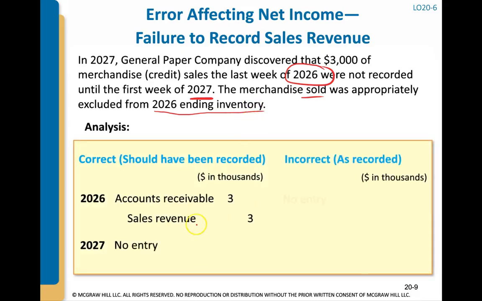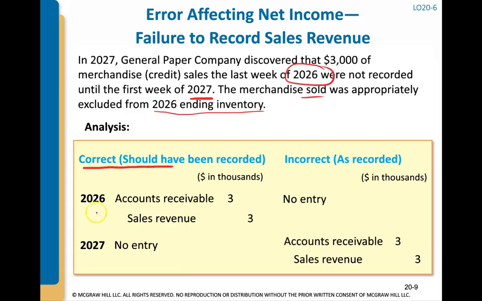So here's what should have happened versus what did happen. What should have happened is in 2026, they should have debited accounts receivable for 3 and credited sales revenue for 3. And in 2027, they should not have had any entry related to this transaction. What happened instead is that in 2026, they didn't record it. Instead, they recorded the accounts receivable and sales revenue at the end in 2027.